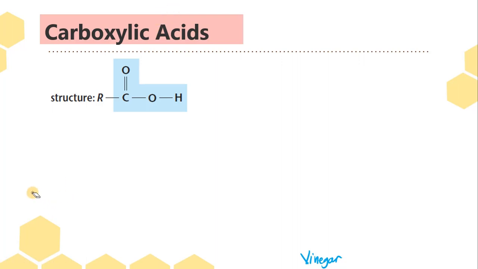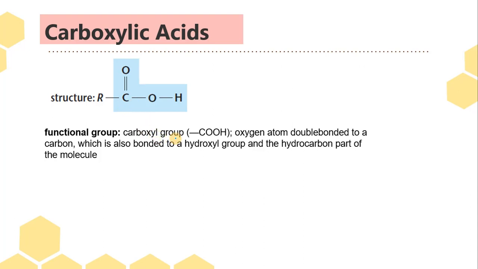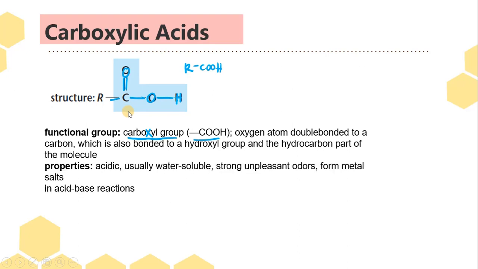The general structure is RCOOH. The functional group is called a carboxyl group. This is COOH. One oxygen is attached by a double bond, and the other by a single bond. On the other side, it connects to any kind of hydrocarbon.